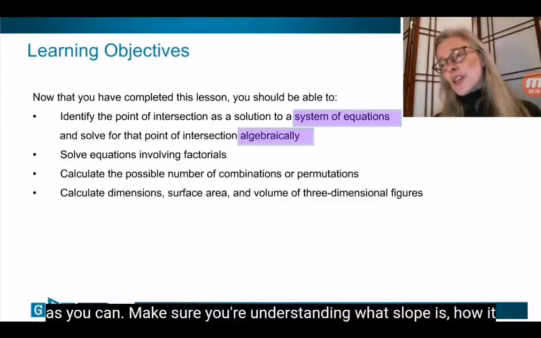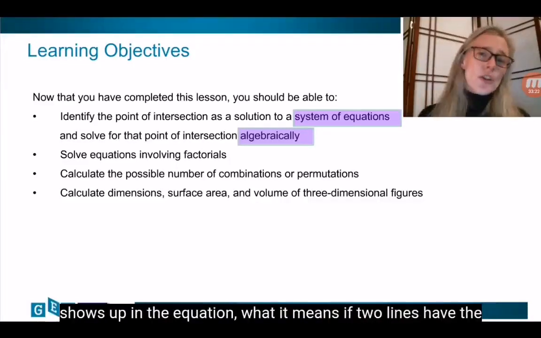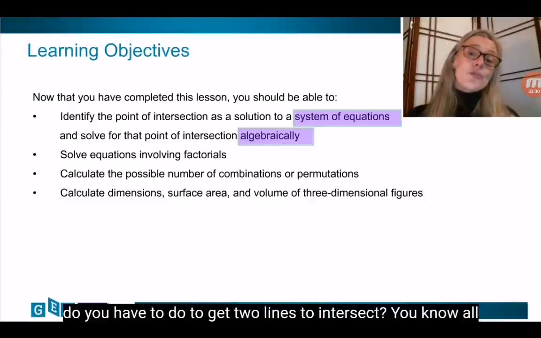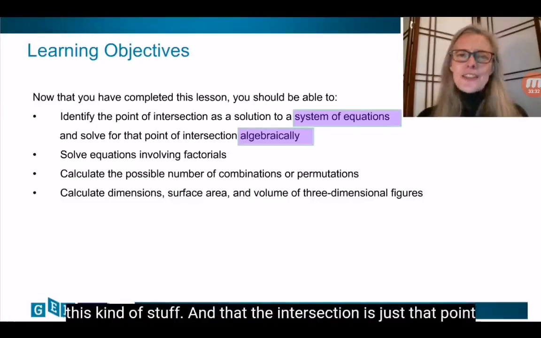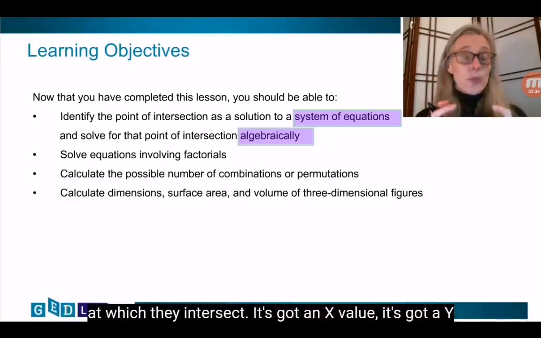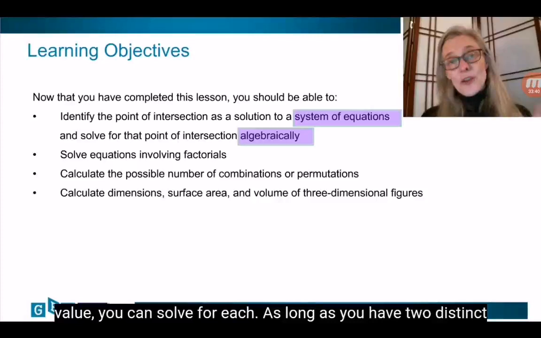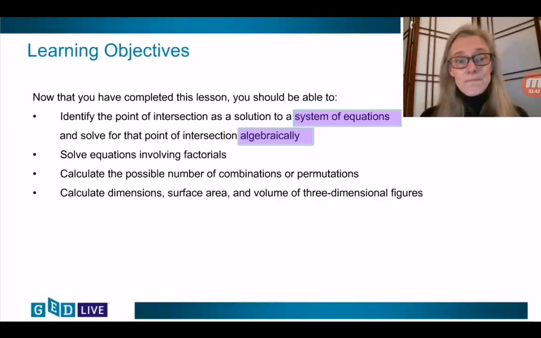Make sure you're understanding what slope is, how it shows up in the equation, what it means if 2 lines have the same slope, what it means if they don't have the same slope, what you have to do to get 2 lines to intersect, all this kind of stuff. And that the intersection is just that point at which they intersect. It's got an x value, it's got a y value. You can solve for each, as long as you have 2 distinct equations.